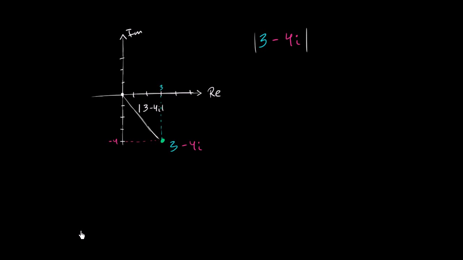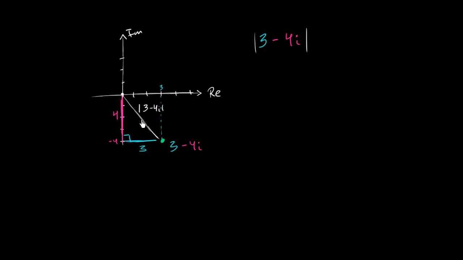So how can we think about that? Well, we could literally just set up a right triangle and then use the Pythagorean theorem. So let's think about it. If we wanted to set up a right triangle, the height here, the distance between 0 and negative 4, is going to be 4. And then the base of this triangle, the distance between 0 and 3, is just going to be 3. This is definitely a right angle. This is a horizontal line. This is a vertical line.